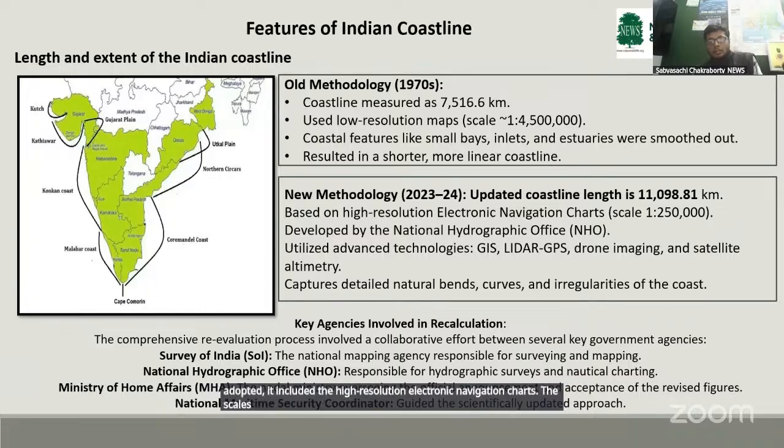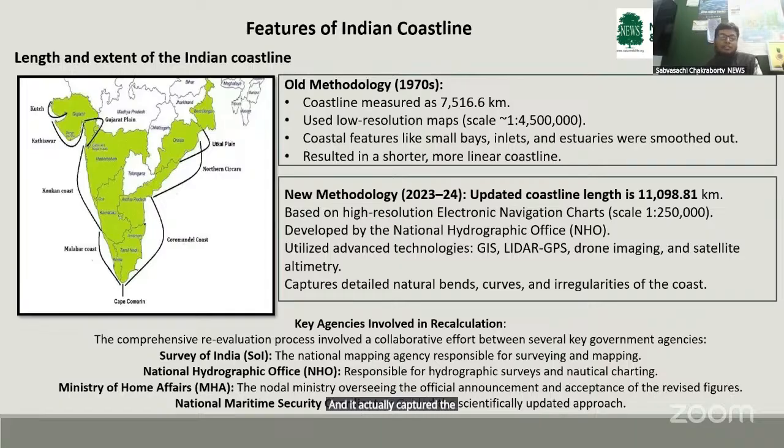The scales were far more refined and developed by the National Hydrographic Office. Advanced technologies such as GIS, LiDAR, GPS, drone imaging, and satellite altimetry were used, and it captured the detailed natural bends, curves, and irregularities of the coast.